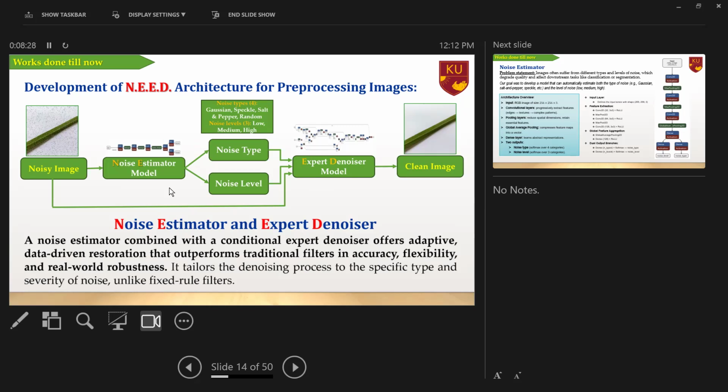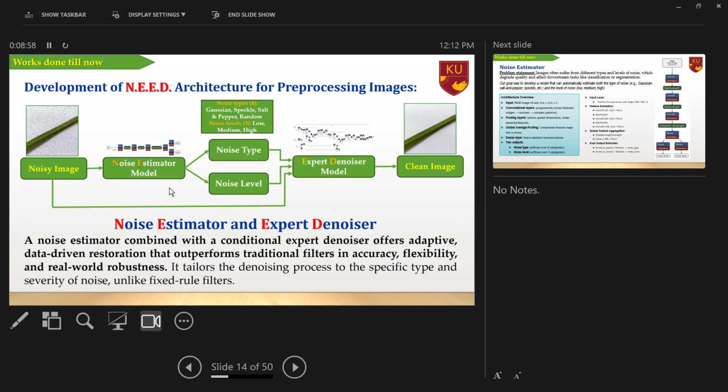Basically, the pre-processing step is very important because we are going to deal with farmers. Farmers do not have sophisticated mobile phones or sophisticated cameras with them. So they will capture with their smartphones, budget smartphones with limited megapixel cameras, and in field conditions. So the images must have some kind of noise.